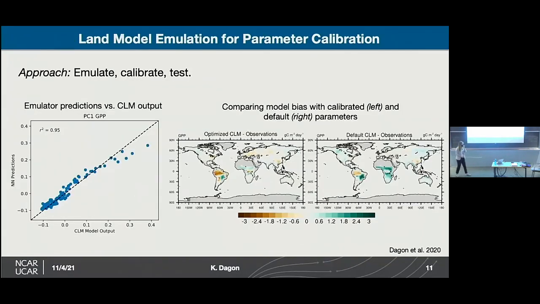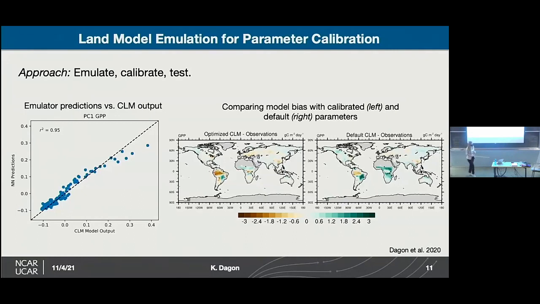Skipping ahead a little bit here, in the interest of time, our general approach, which is a variation on what Tapio talked about yesterday, is to emulate, calibrate, test. On the left here, I'm showing just a way of measuring skill of the emulator, comparing the predictions from the neural network versus the actual model output for a particular metric. And then we want to bring in the observations to actually do the calibration.